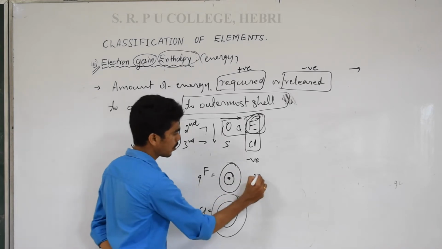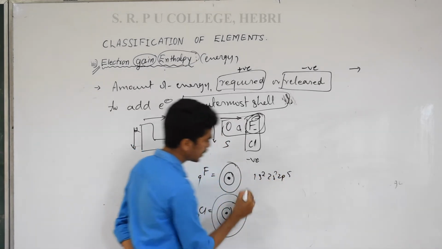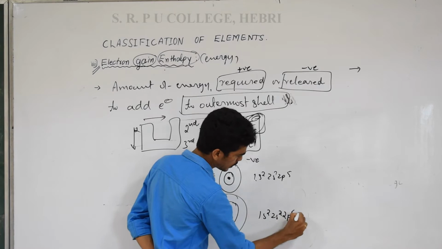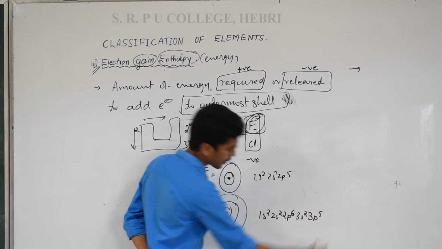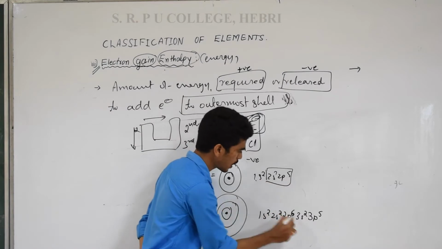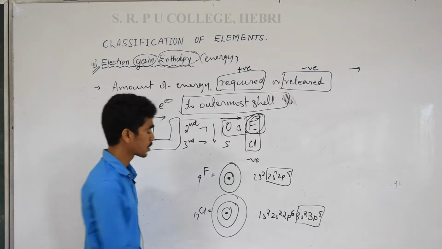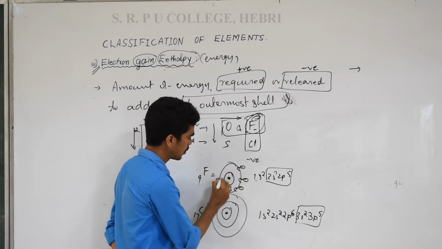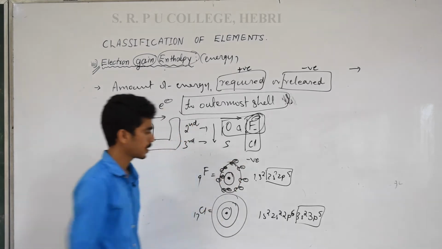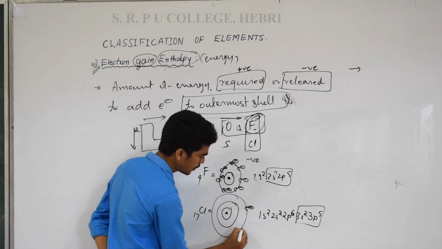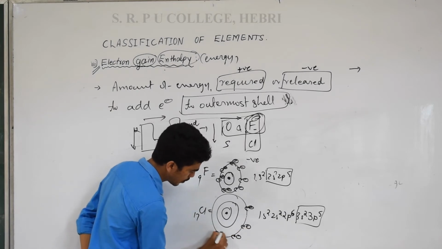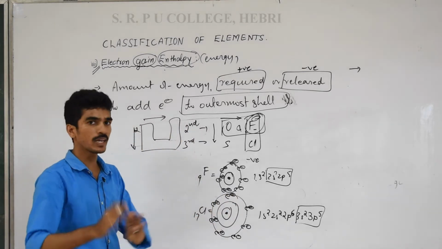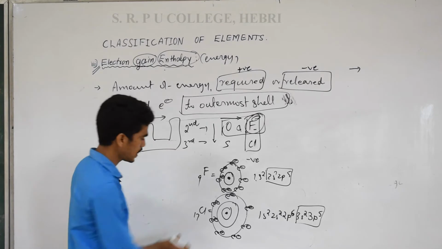See how many electrons are present in the outermost shell. You should remember. 1s2 2s2 2p5 for fluorine, and 1s2 2s2 2p6 3s2 3p5 for chlorine. The outermost shell of both has the same number of electrons: 7. Both have 7 electrons because both belong to the same group.